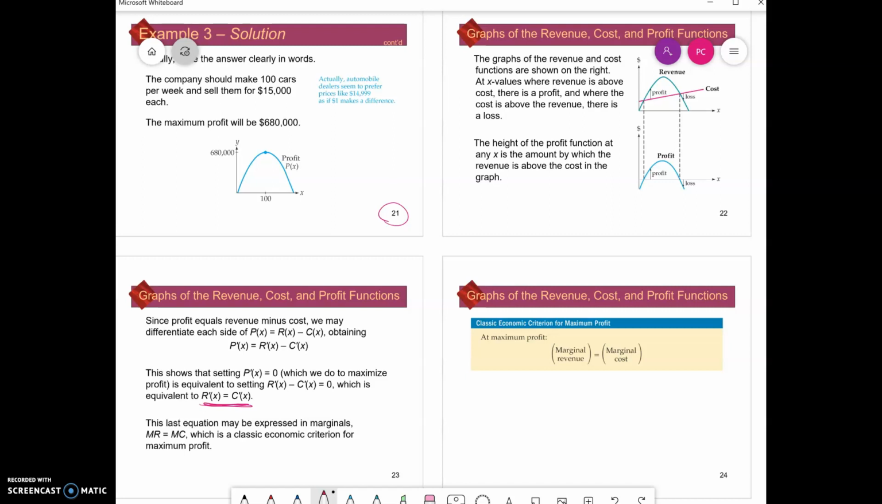All right, so the last equation can be expressed in marginals, which we did a couple of sections ago. And that's the classic economic criterion for maximum profit. Your maximum profit exists when your marginal revenue is equal to your marginal cost. Okay, there's another one to add to your list. Your marginal revenue equal to your marginal cost gives you maximum profit.